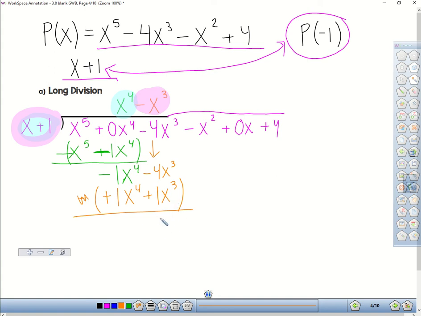And then what is negative 4x cubed plus x cubed? Good. Well, no. 3x cubed. Negative 3x cubed. Very good. And then from there, we need to bring down this right here. Negative x squared, like that. Now we determine what would I multiply x by to get to negative 3x cubed? Good, negative 3x squared.